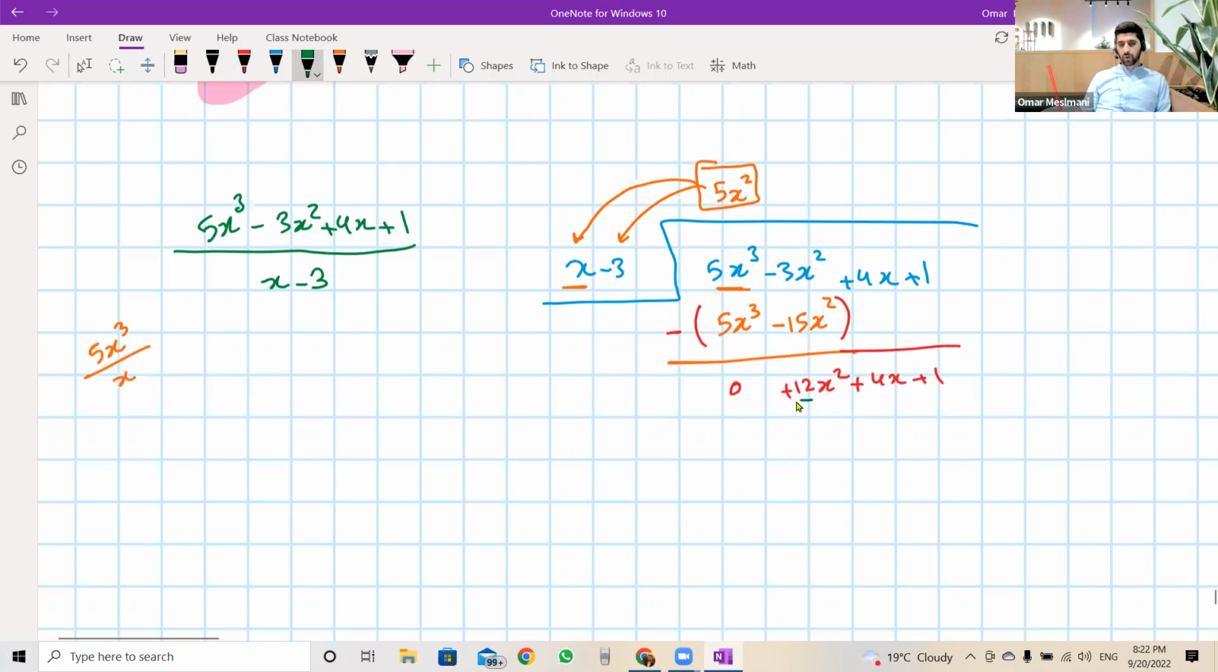Repeat again. 12x squared, first divided by the x, first with the first. So 12x squared divided by x, what is it? 12x. So the answer is positive 12x. All right, it is positive 12x.